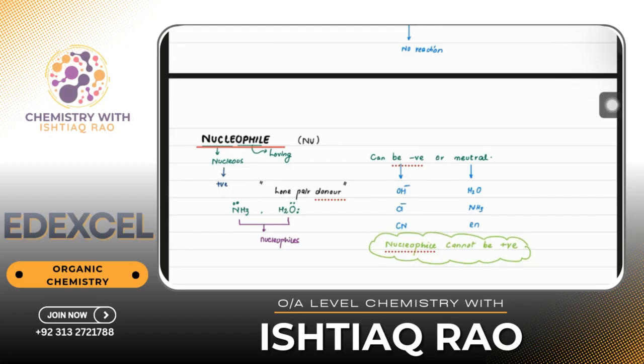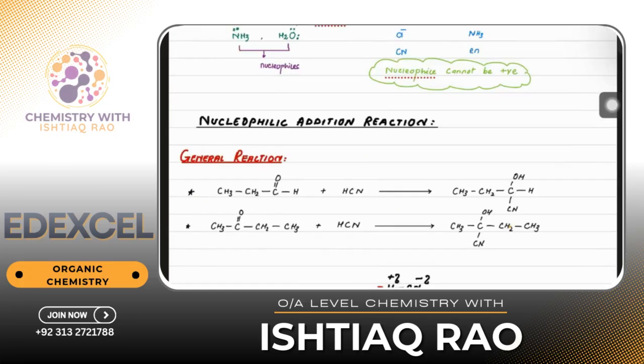Same goes with ammonia. Ammonia has a nitrogen. Nitrogen has one lone pair of electrons. If nitrogen has one lone pair of electrons, I would say that ammonia is also a nucleophile, right? So it can be negative, it can be neutral, but it can't be positive. Remember, it can't be positive. Okay.